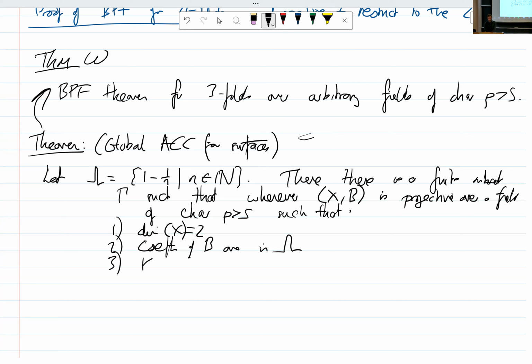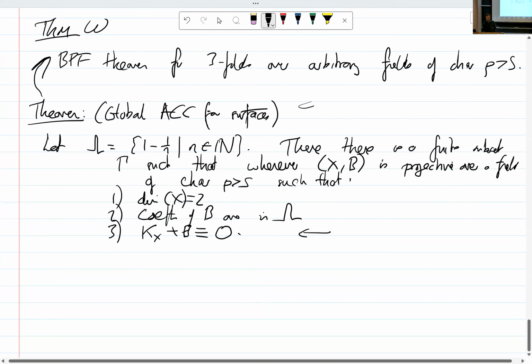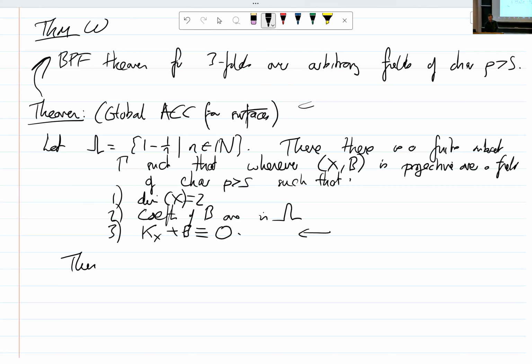And 3, this is the important thing, it's log CY, so K_X plus B is numerically trivial. Okay, so this 3 is the important thing to just set up. Okay, well then the point is then the coefficients of B satisfy ACC. So the coefficients of B come from the finite subset.